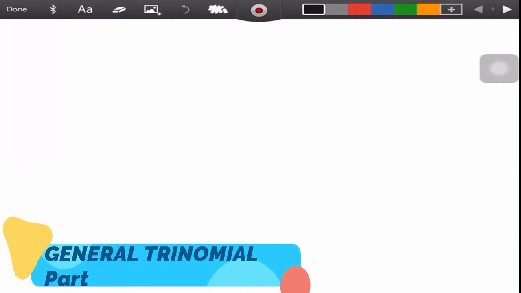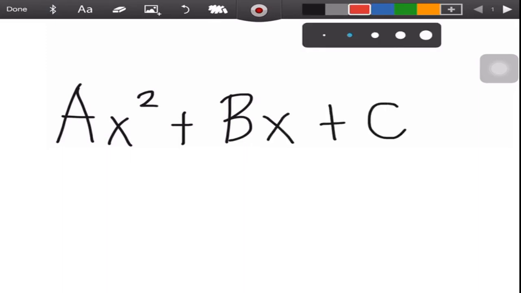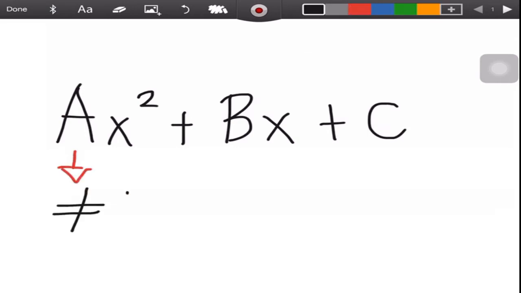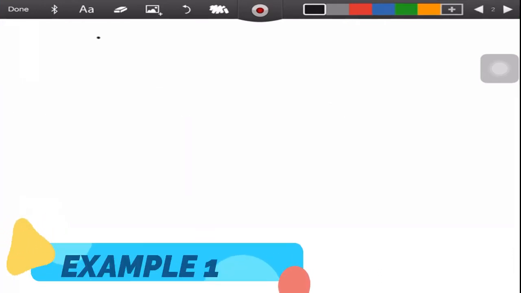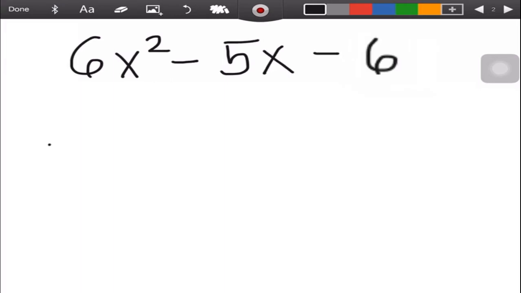Let us now have another classification of general trinomial in the form of ax squared plus bx plus c. So here, a, the numerical coefficient of x squared, is not equal to 1. Let's have the first example. We have 6x squared minus 5x minus 6. So in solving this kind of problem, we will use the AC method.